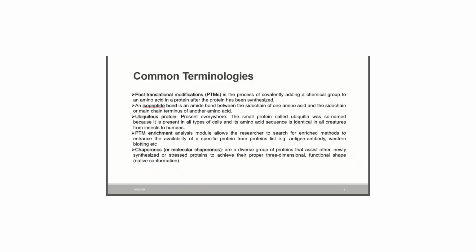An isopeptide bond is an amide bond. It's a peptide bond between the side chain of one amino acid and the side chain or main chain terminus of another amino acid. So these are bonds between one amino acid and the side chain, which is the R group, or main chain terminus of another amino acid.